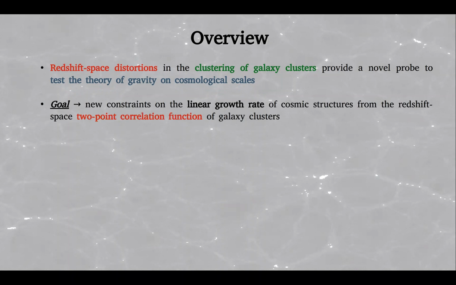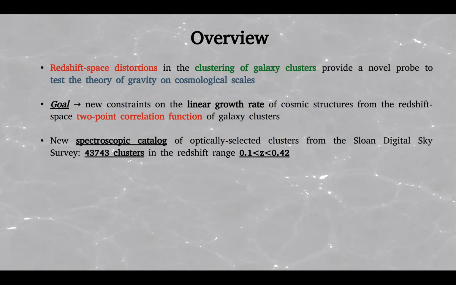The goal of the work in particular is to constrain the linear growth rate of cosmic structure, that I will define in a while, using the 2-point statistics of galaxy clusters in configuration space. We used a very big spectroscopic sample of optically selected clusters from the Sloan Digital Sky Survey, which is now public. The photometric catalog is public. The spectroscopic sample consists of more than 43,000 clusters in this redshift range you can see here, from 0.1 to 0.42.